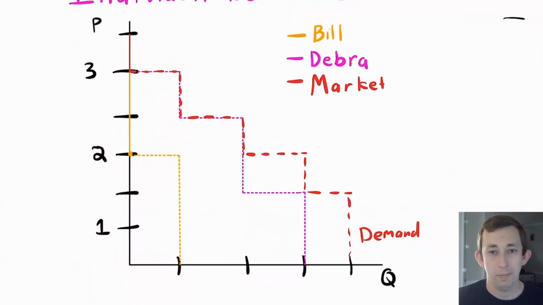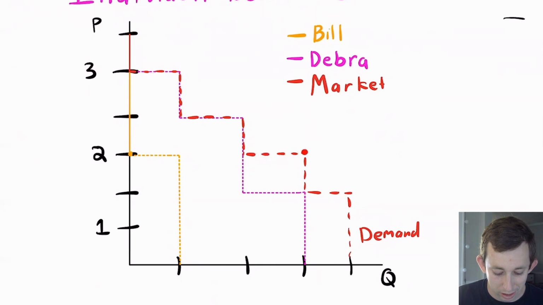For example, maybe Deborah is also in this grocery store, and maybe Deborah's demand curve is this purple dotted line here. If we know that Bill's demand curve is this orange dotted line here, we can just add them together. Remember, adding means we're adding this way. So the market demand curve is the sum of Bill and Deborah. Here, Deborah is buying soda, but Bill is not. And then once we get to $2, Bill decides to buy his one soda.